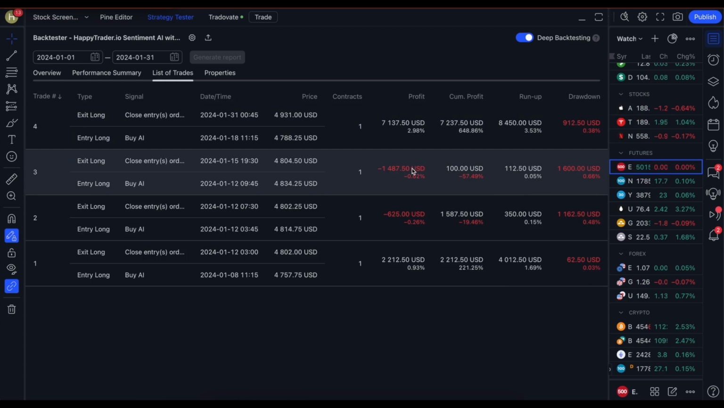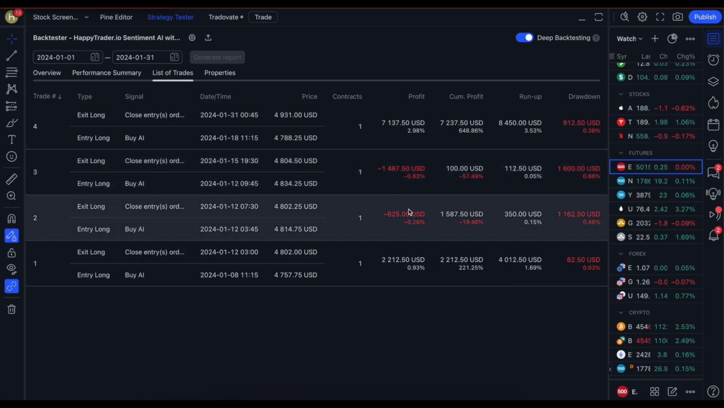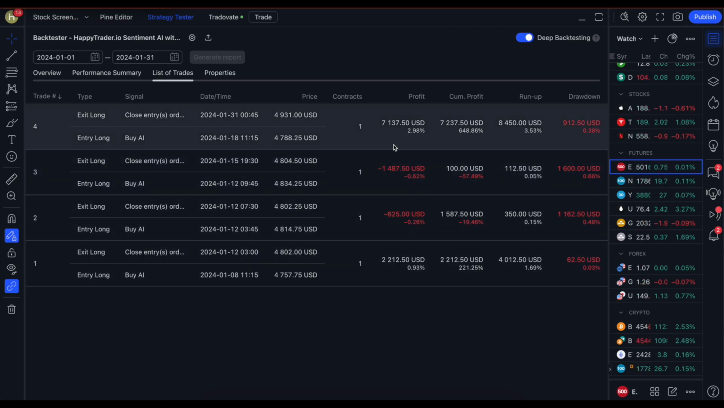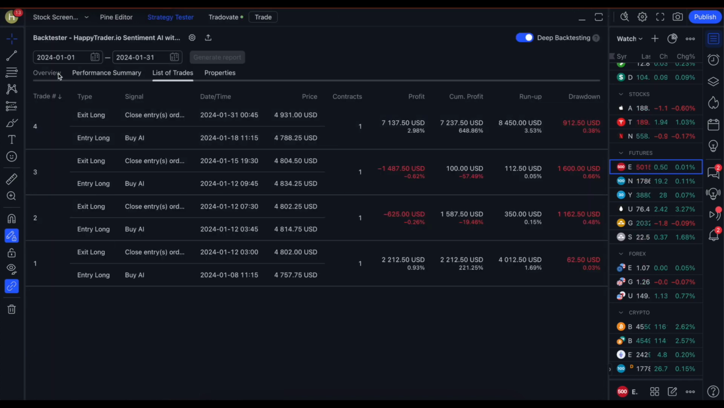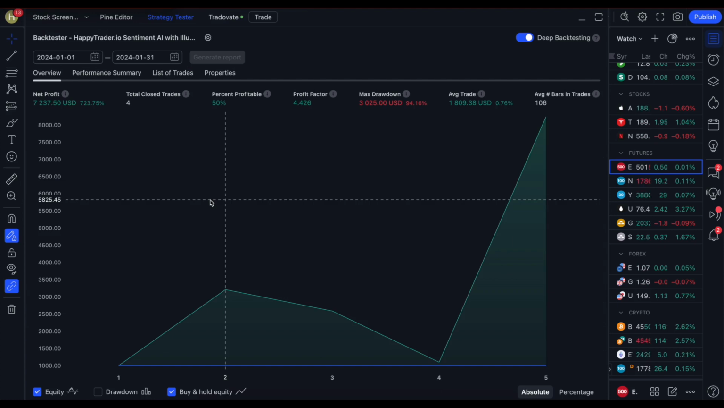You have a run up on a drawdown, but even if you held the trade signal to signal, you still have a positive expectancy. So that just speaks to the power of happytrader.io sentiment AI with Trend, even on a 45-minute chart and even on a month to month basis.